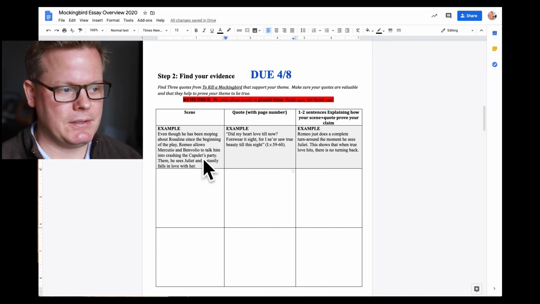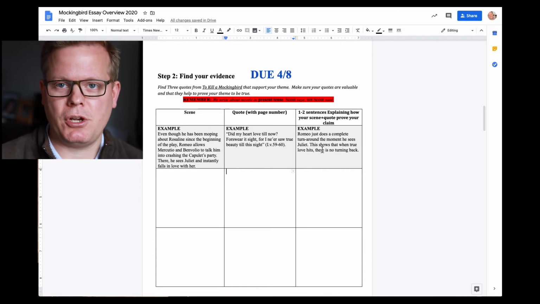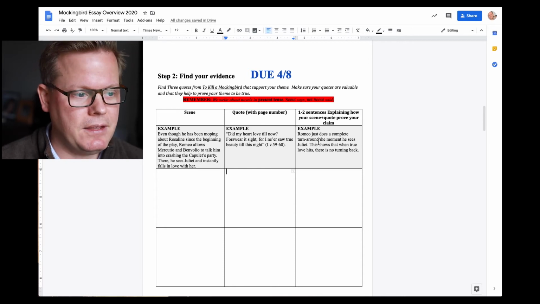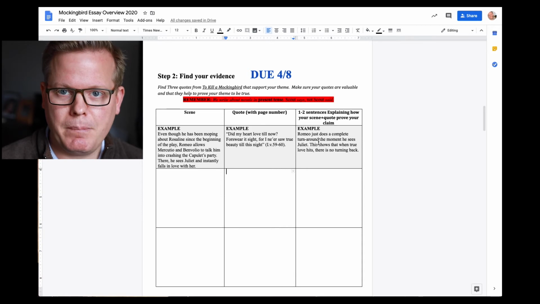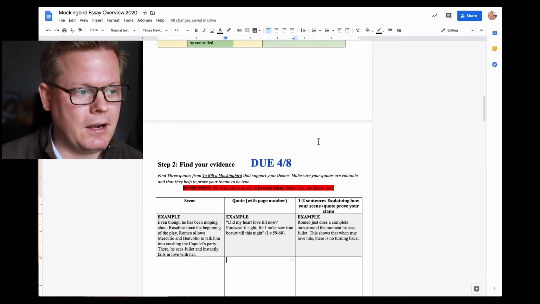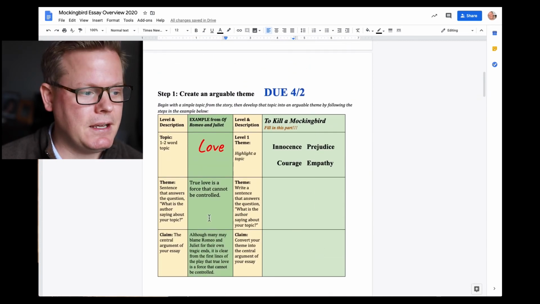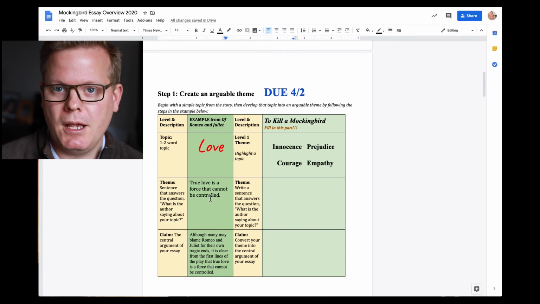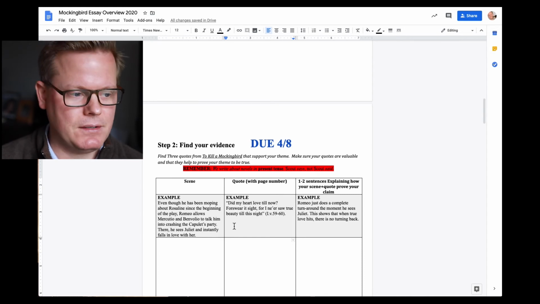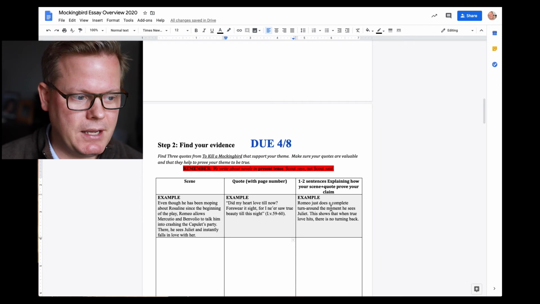So we've got the scene that happens, we've got the quote, and then the last part of that is, what does it show? So in this case, Romeo just does a complete turnaround the moment he sees Juliet. This shows that when true love hits, there is no turning back. So just in case we didn't get the point, remember in our example from Romeo and Juliet, we're looking at this idea that true love is a force that cannot be controlled. So all of our Romeo and Juliet evidence is focused on proving that point. Then this scene is a scene where Romeo can't control it because love is more powerful than he is. So it's his turnaround the moment he sees Juliet, boom, we're good.